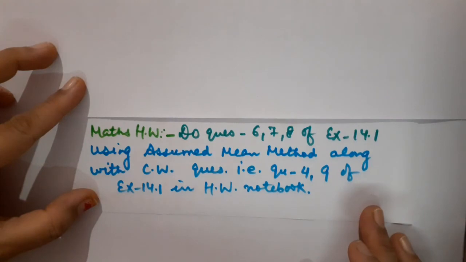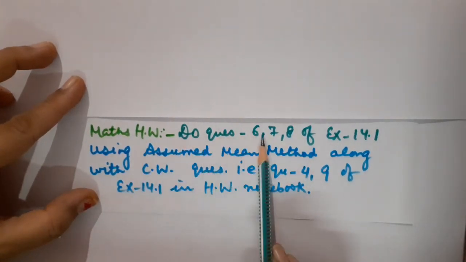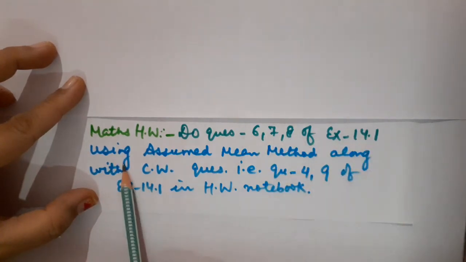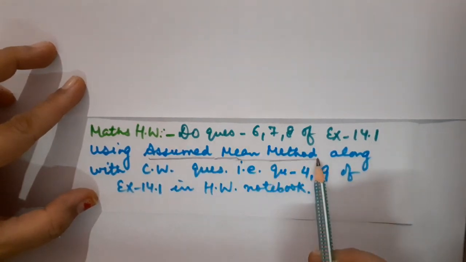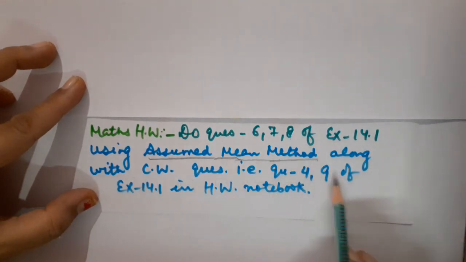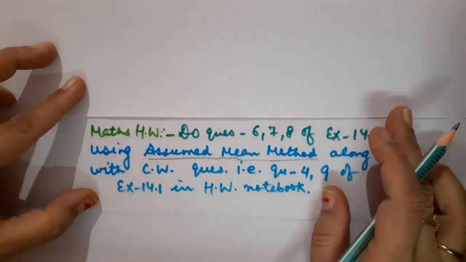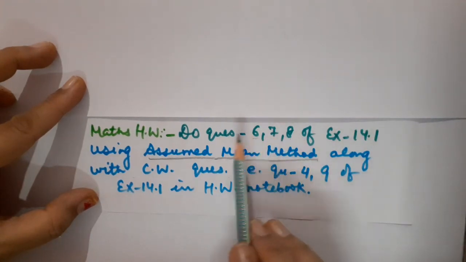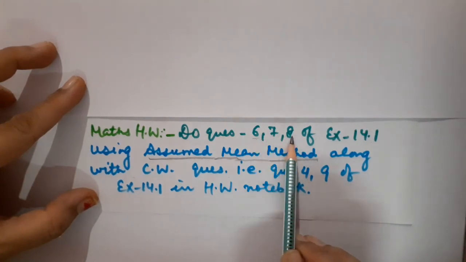Now children, this is the time to get mathematics homework. Your maths homework is that you have to do question number 6, 7 and 8 of exercise 14.1 using assumed mean method to calculate arithmetic mean, along with the classwork question, that is question number 4 and 9 of exercise 14.1 in mathematics homework notebook. Understood, students? If you have done the 6th question using direct method also, but still you are supposed to do these 3 questions using assumed mean method.